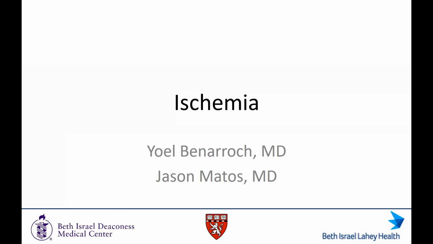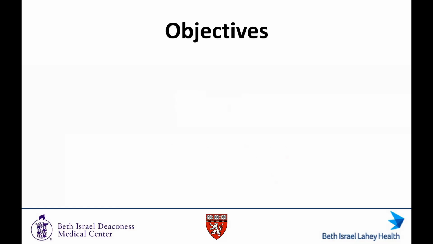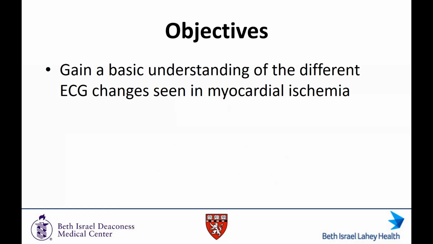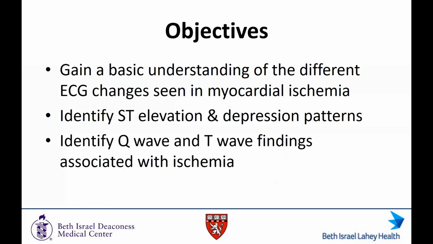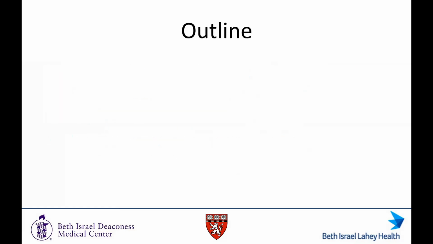So today we'll be covering ischemia in our third video lesson of the ECG course. So let's get started. Briefly, objectives. We want you to gain a basic understanding of the different changes seen on an ECG in MIs. We want you to identify ST elevation and depression patterns, as well as Q wave and T wave findings associated with ischemia. We'll do some practice at the end.